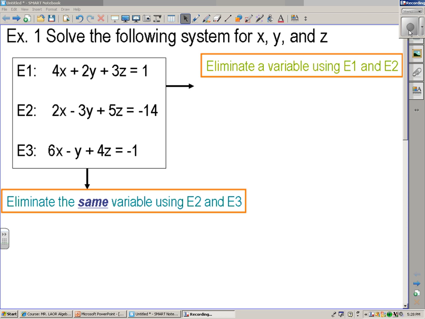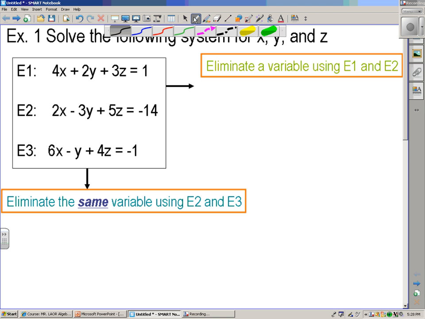In this video, we'll discuss solving the system of equations with three variables. Our basic strategy is going to involve eliminating a variable using equation 1 and equation 2, and then eliminating that same variable using equation 2 and equation 3. So in this problem, I'm going to choose to eliminate x.